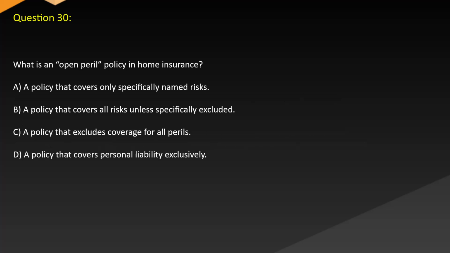Question 30. What is an open peril policy in home insurance? A. A policy that covers only specifically named risks. B. A policy that covers all risks unless specifically excluded. C. A policy that excludes coverage for all perils. D. A policy that covers personal liability exclusively.